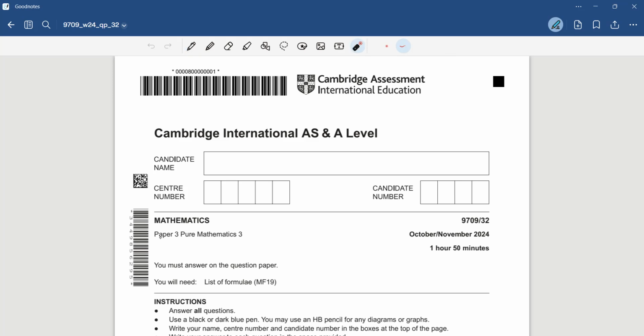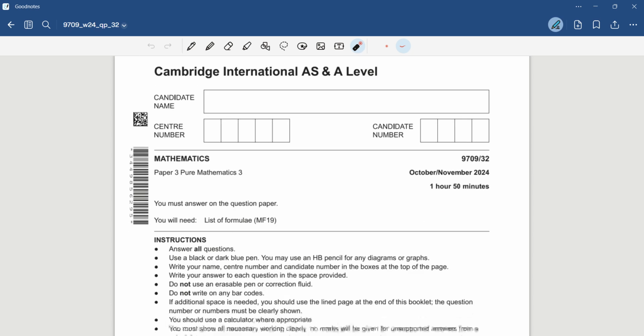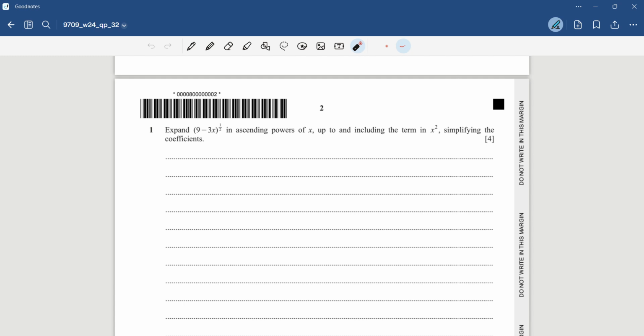Today we're going to look into Pure Maths 3, October November 2024, variant 2. Okay, so let's begin with question number 1.